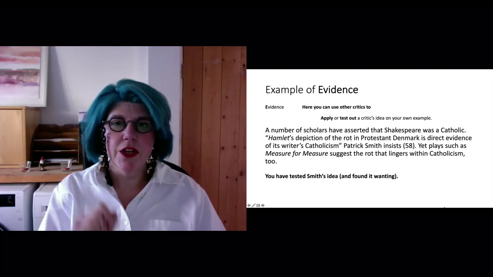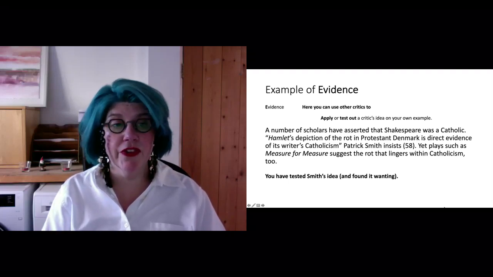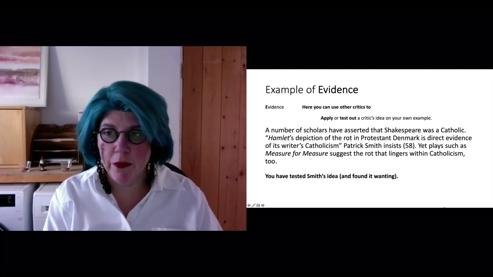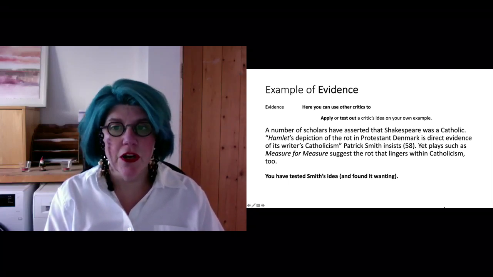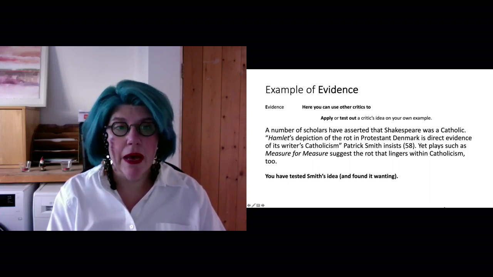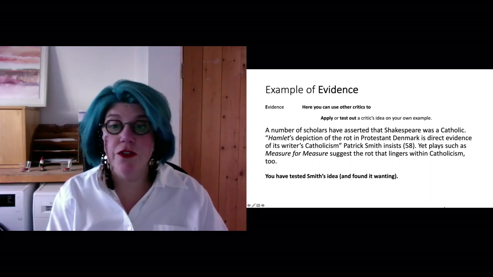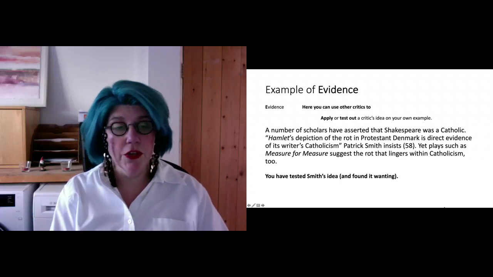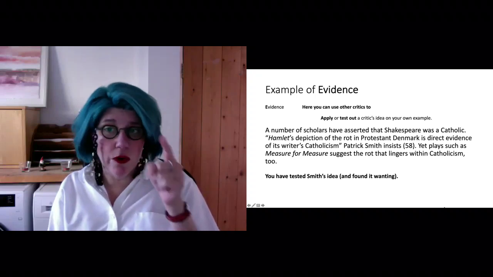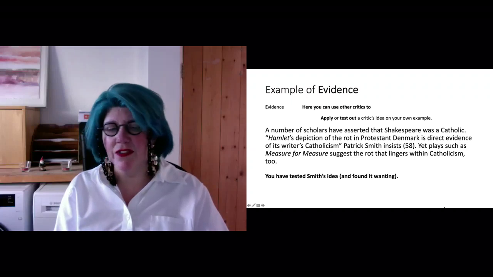In the evidence section, you can use other critics to apply or test out a critic's idea on your own example. For example, a number of scholars have asserted that Shakespeare was a Catholic. Hamlet's depiction of the rot in Protestant Denmark is direct evidence of its writer's Catholicism, Patrick Smith insists. Yet plays such as Measure for Measure suggest the rot that lingers within Catholicism too. Tick, well argued. You have tested Smith's idea or his assertion, and you have found it wanting. And not only that, but you've added excellent evidence. Good for you.